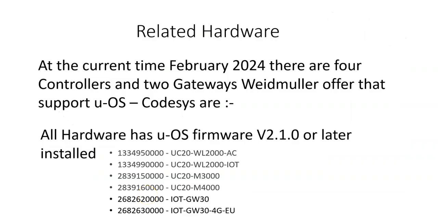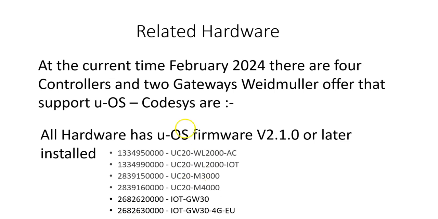So at the time of making this video, these are the 6 devices that Weidmuller offer that can have uOS firmware installed. The first 2 are WL controllers. The second 2 items, the M3000 and M4000, are very new models, higher spec PLCs, and the bottom 2 items are IoT gateways. The bottom one having 4G connectivity via a SIM card, mobile network. The others have dual Ethernet ports, normally use one for WAN and the other port for LAN.